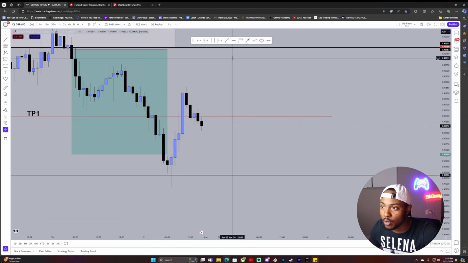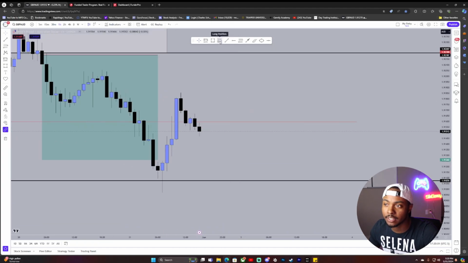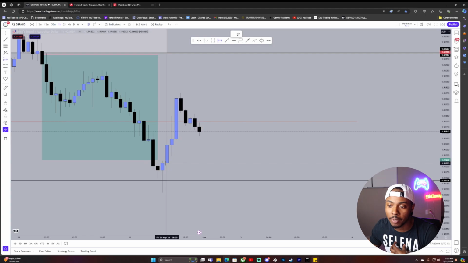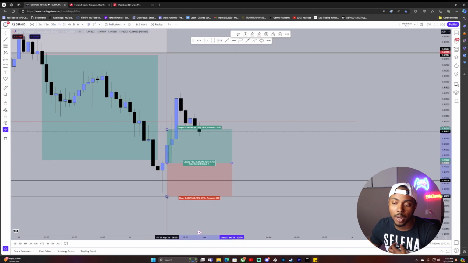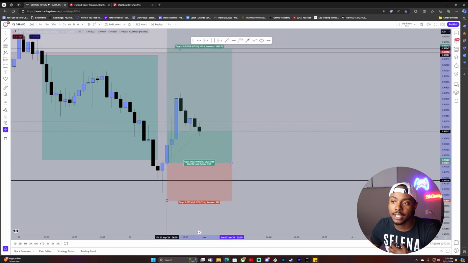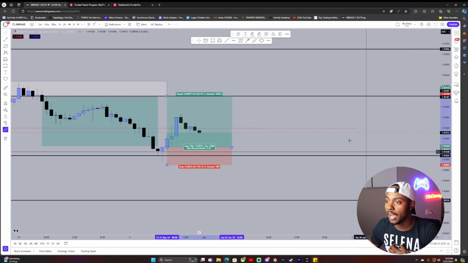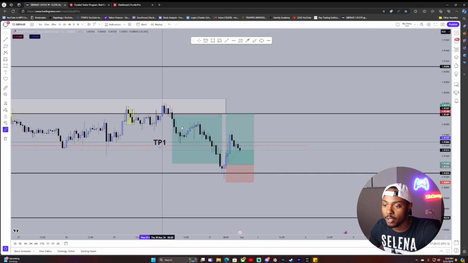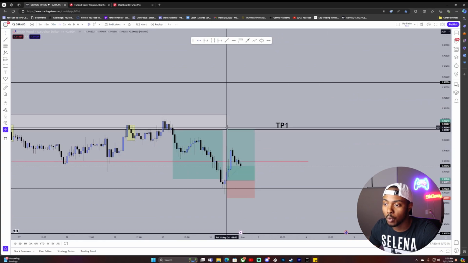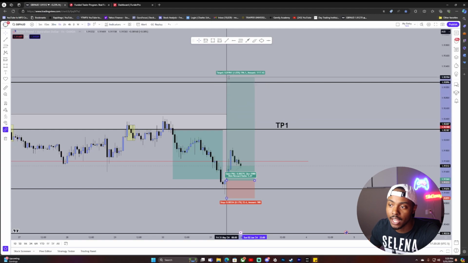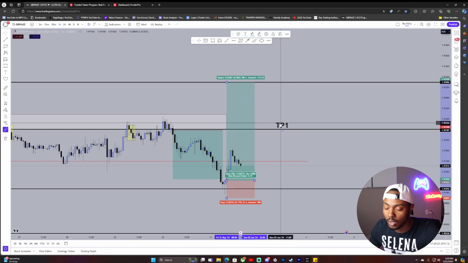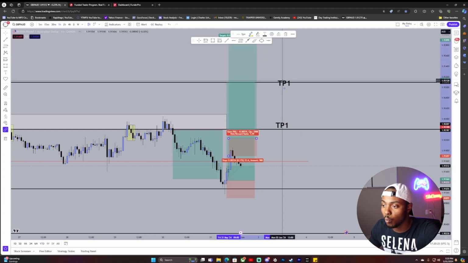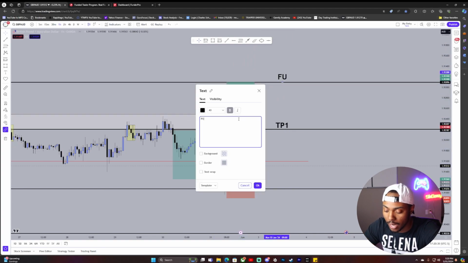It gave me this hammer right here. So let's just say, for instance, my rule is I don't trade on Fridays. I trade Monday through Thursday. But I could have easily gotten this trade, and now I'm riding the wave back up. And honestly, this first key level would be my TP1. But I would hope to see this time around, now that it came back down for some liquidity, that this would be my full TP right here. Let's just put full TP right there.